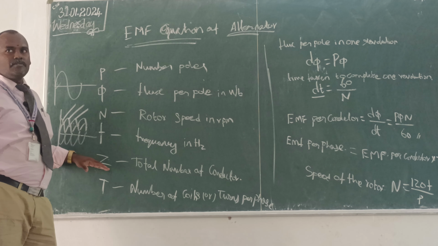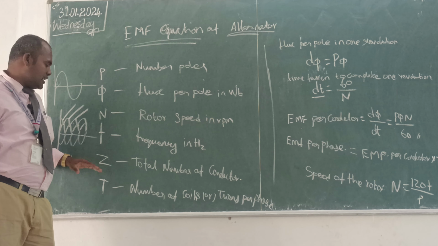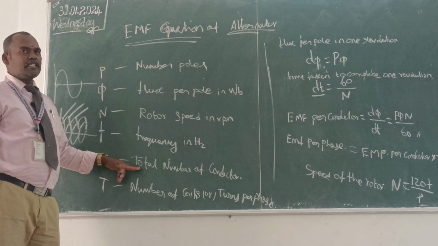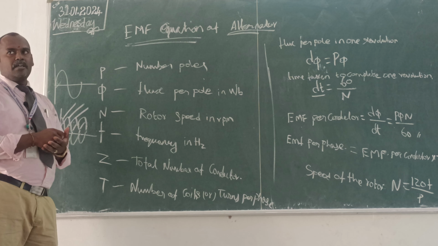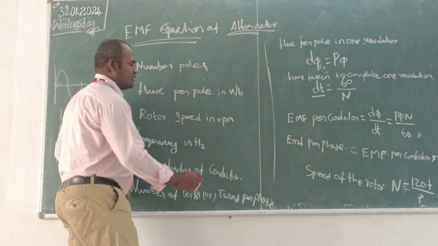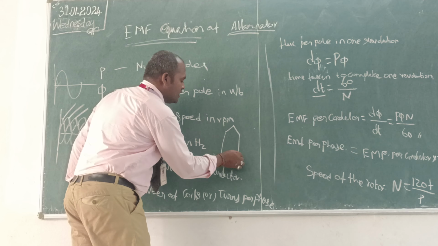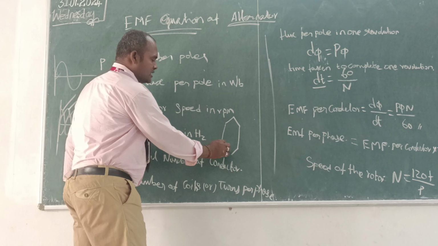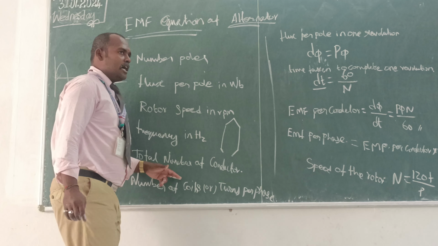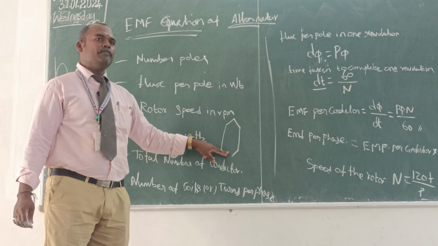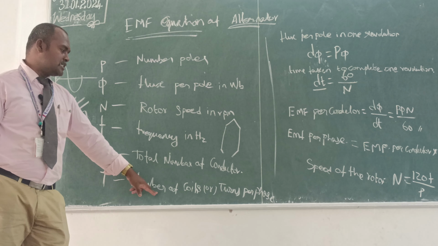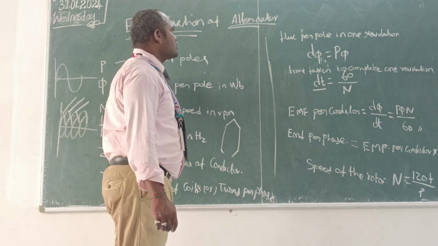Then the total number of conductors used in the stator, and the number of turns per phase. What is the difference between conductors and turns? A conductor is a single line of wire, a single conductor. When you make the winding, that is a turn. Turns means we group the conductors together, and how many turns are used in a particular coil. T is the number of coils, that is, the turns per phase. These are all basic notations, you should remember them.